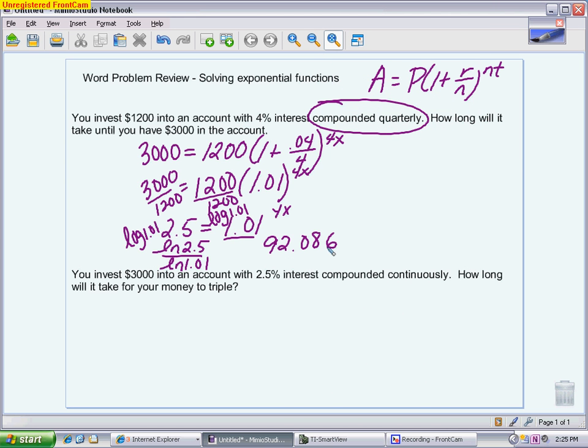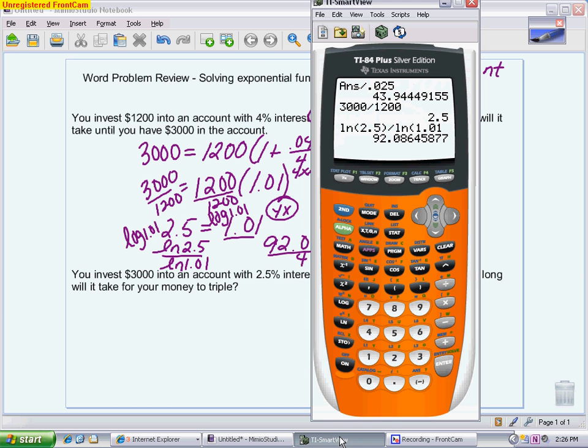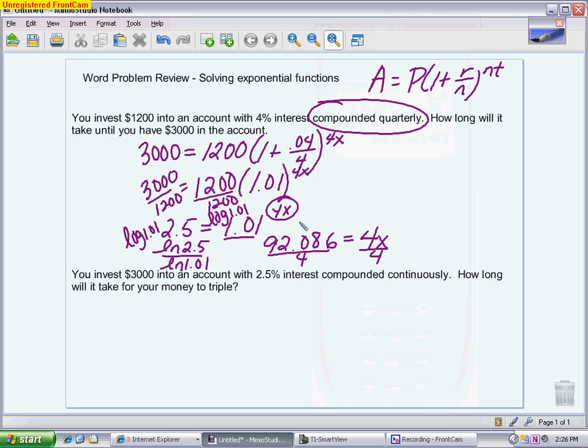Common mistake is for students to say that's the final answer. It's going to take a little over 92 years. But keep in mind, that's not what x equals. It's what 4x equals. So your last step is to divide your answer by 4 to get x by itself. You already have it in your calculator, so you can hit divided by 4. It's going to take just over 23 years, almost exactly 23 years. So 23.022 years.